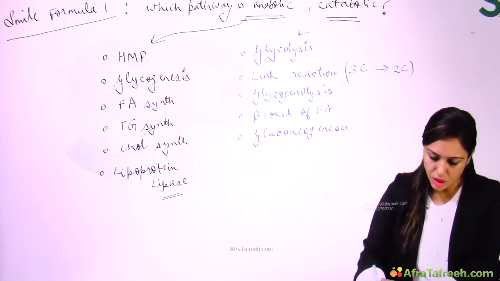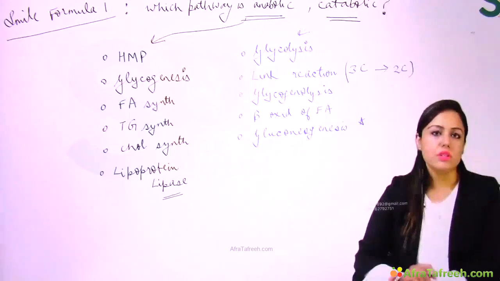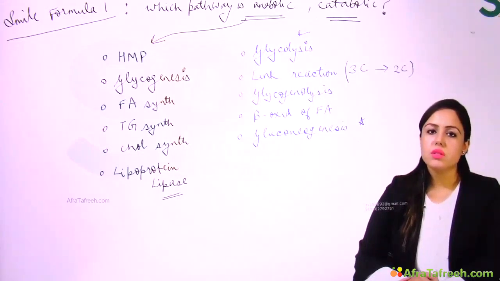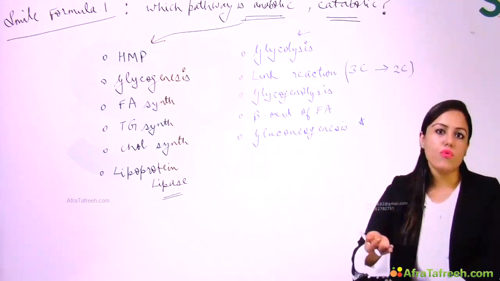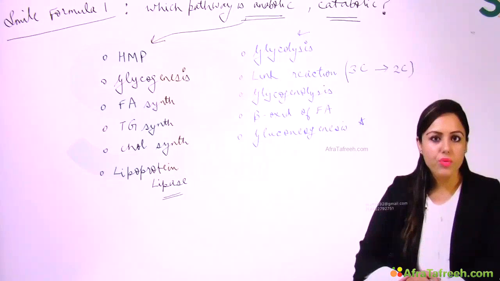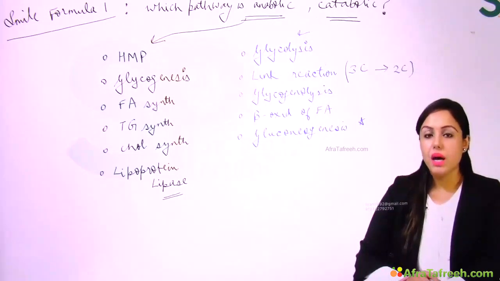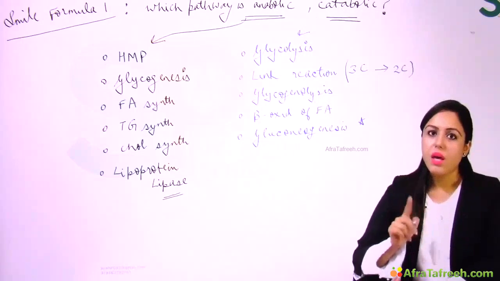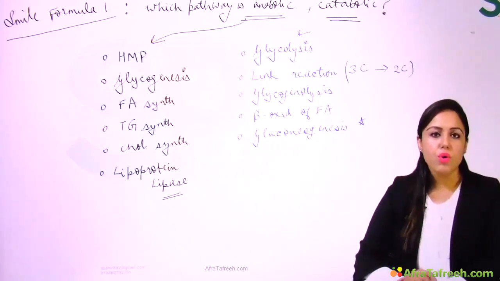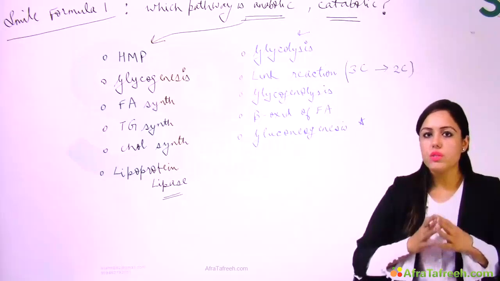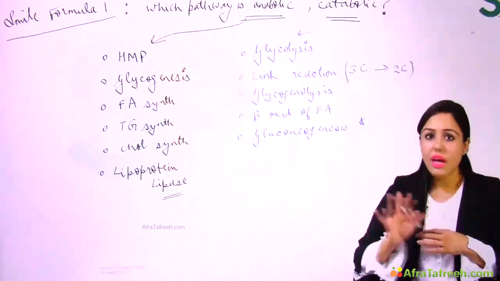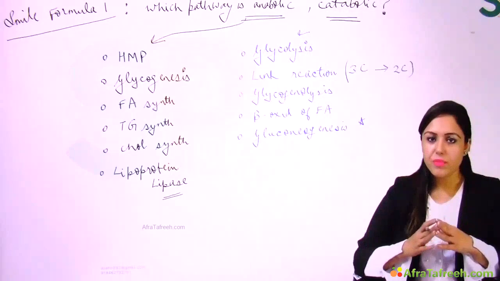gluconeogenesis. Now, be careful here, understand this. Definition of gluconeogenesis is synthesis of glucose from non-carbohydrate sources. But I am saying it is catabolic, not anabolic. It is catabolic because gluconeogenesis occurs in fasting or starvation, never in fed state, right?